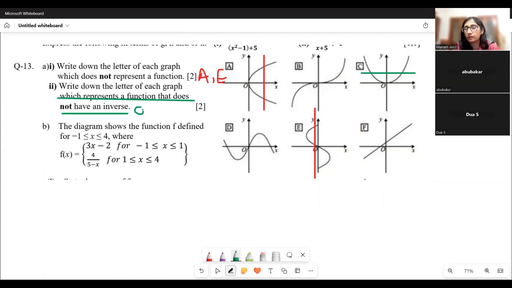C cannot have an inverse because C fails the horizontal line test. D fails the horizontal line test, so D is also an answer. D's inverse is not possible. We will not check E because E is not a function at all. What is not a function cannot have an inverse. Okay, and F passes. So the answers are C and D.